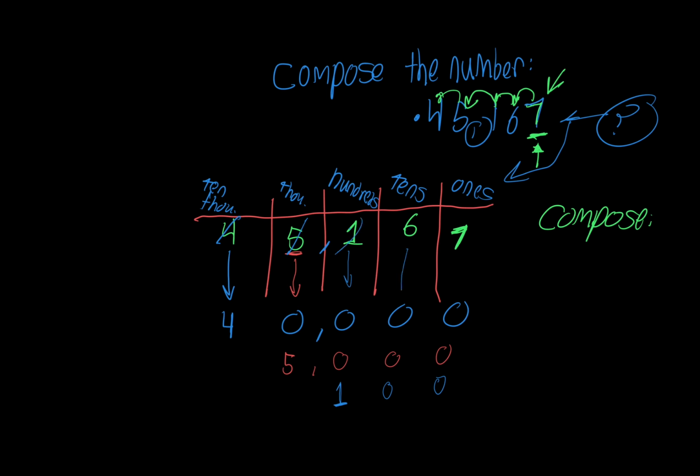Same thing with 6. We're going to go down, write down the 6, and then zeros at the end. And that's pretty much it for 6. And then the 7, in the 1's place, we're going to bring it down. And that's just 7 because there's nothing after that. There's nothing here. So we're just writing 7.